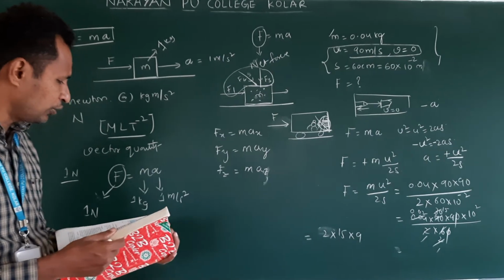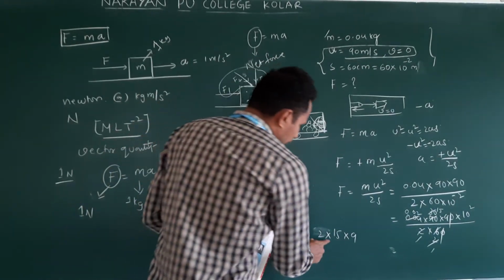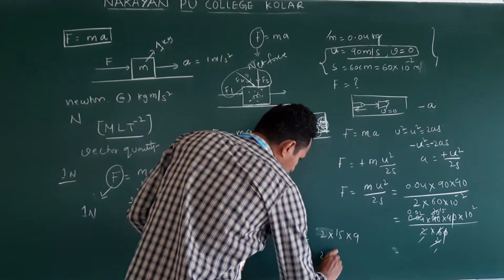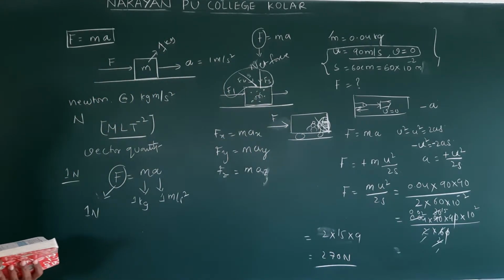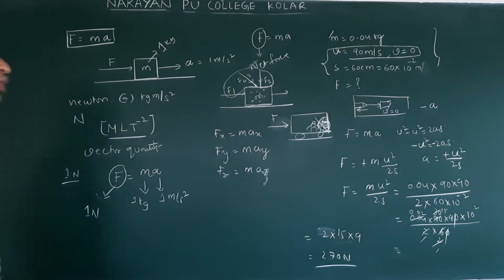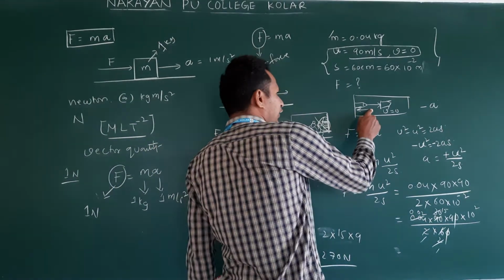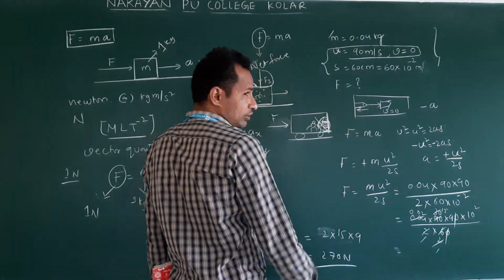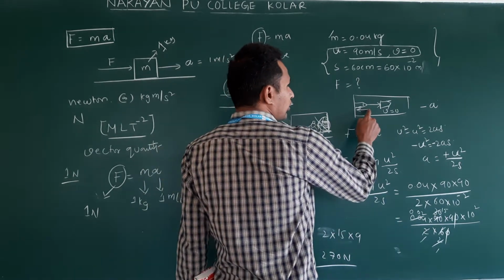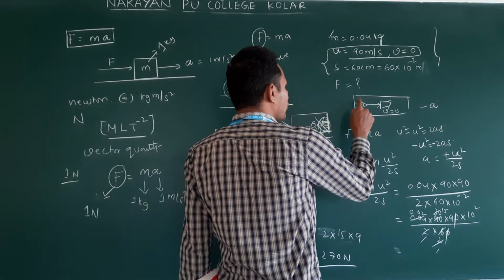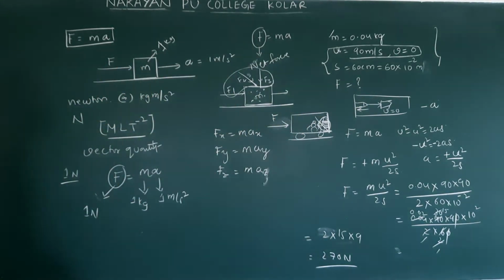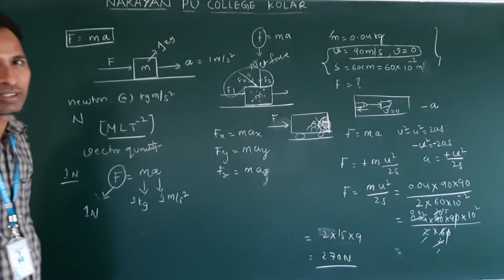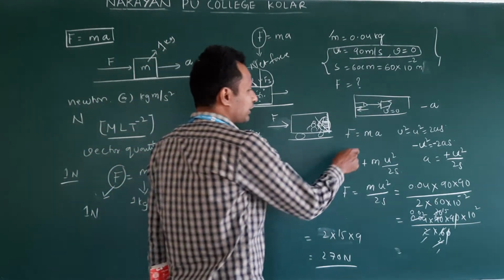Acceleration calculated. So 30 into 9, 270 newtons. Clear? So the force on the bullet, the force this block is exerting, is 270 newtons. I hope you understand how to frame and calculate this.